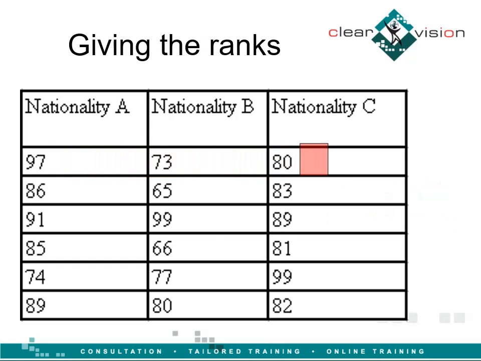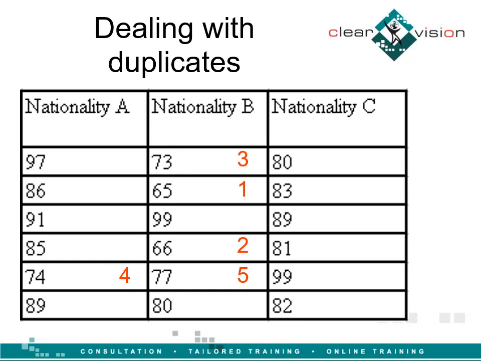The lowest reading here in all groups is 65. So we assign 1. The next reading is 66. So we assign 2. The next will be 73. So we assign 3. Then 74. So we assign 4. And the next reading is 77. So we assign 5. The next reading is 80.